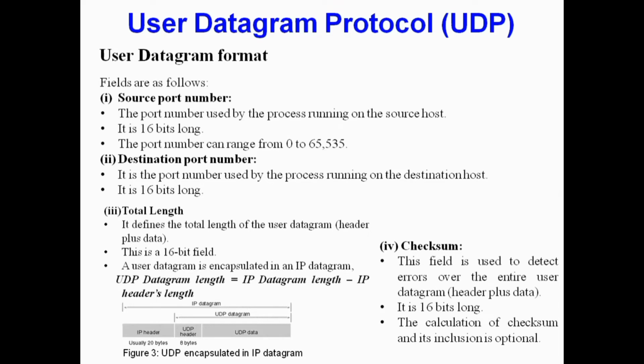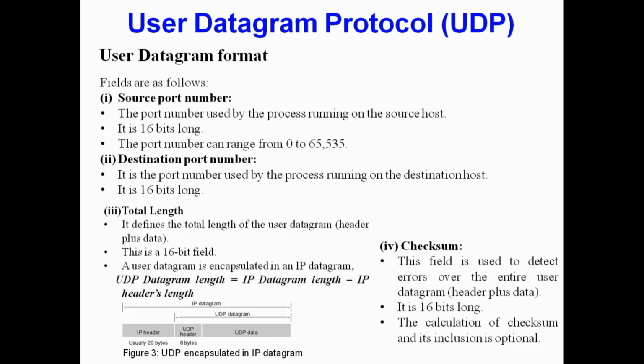Second field, destination port number. It specifies the port of the device receiving the data. It is also 16 bits long. Then the third field, total length. The total length field specifies the number of bytes comprising the UDP header and UDP payload data. Fourth one, checksum. The checksum field allows the receiving device to verify the integrity of the packet, header and payload. This field is optional.